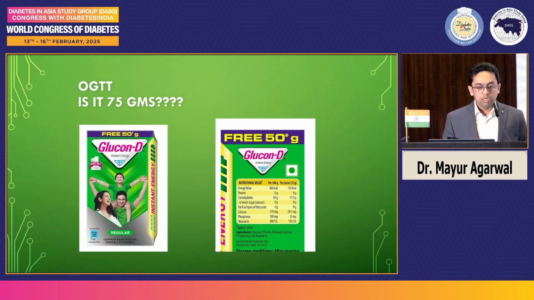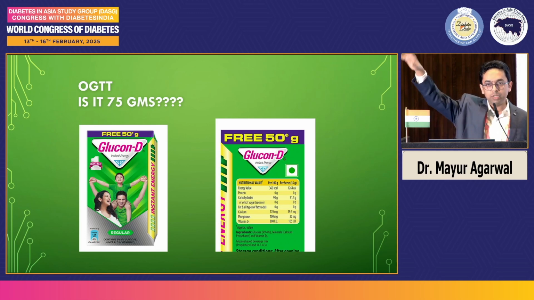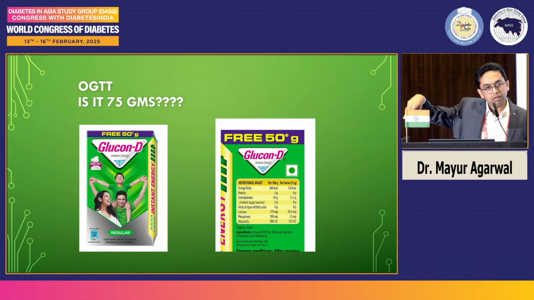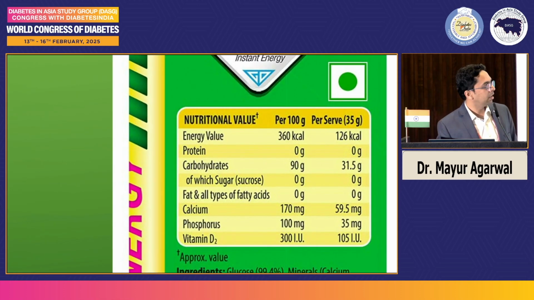Okay. Now this is very important, this I have taken from Amazon. Can anybody say how to measure 75, or whether this Glucon-D can be given to the patient for checking OGTT or not? Just raise your hand if yes. Can you just measure 75 gram of this and can you give that? Very good. So yeah, I can enlarge it.